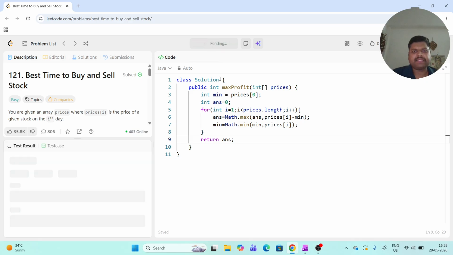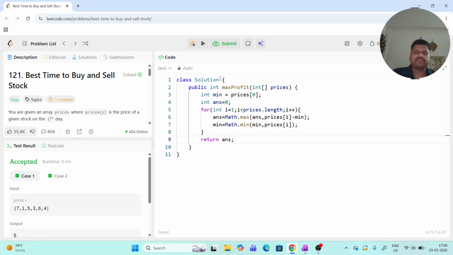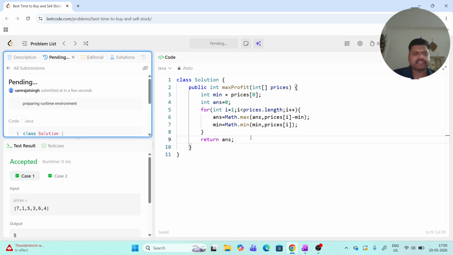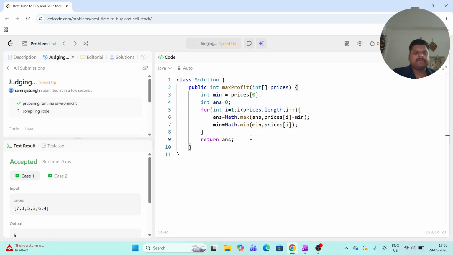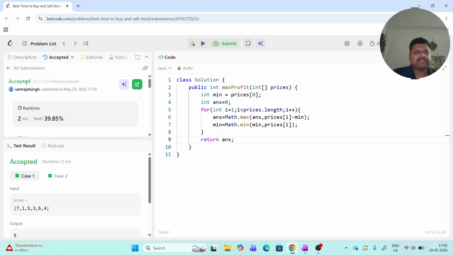Now let me run this test and see if there are any compilation errors or not. Then we'll submit it. Yeah, so the sample test cases are running fine. Now we'll submit it and check whether this problem gets successfully submitted or not. Yeah, so this is getting accepted. So that's it for the problem.